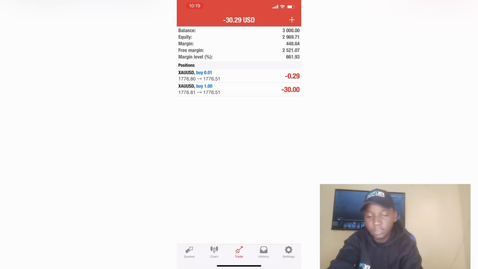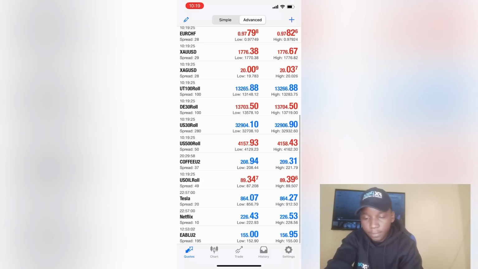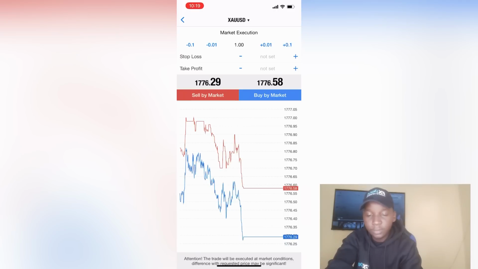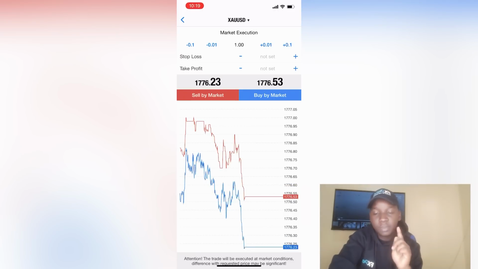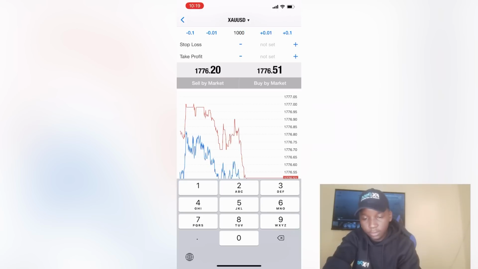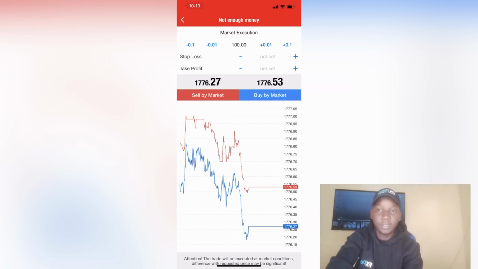Let's do this practically. So I'm going to add another trade on gold, and then I go to trade. Now I'm using a very extra big lot size, which is a lot size of 100. Okay, 100. It is a buy. Observe what will happen. It will say not enough money.